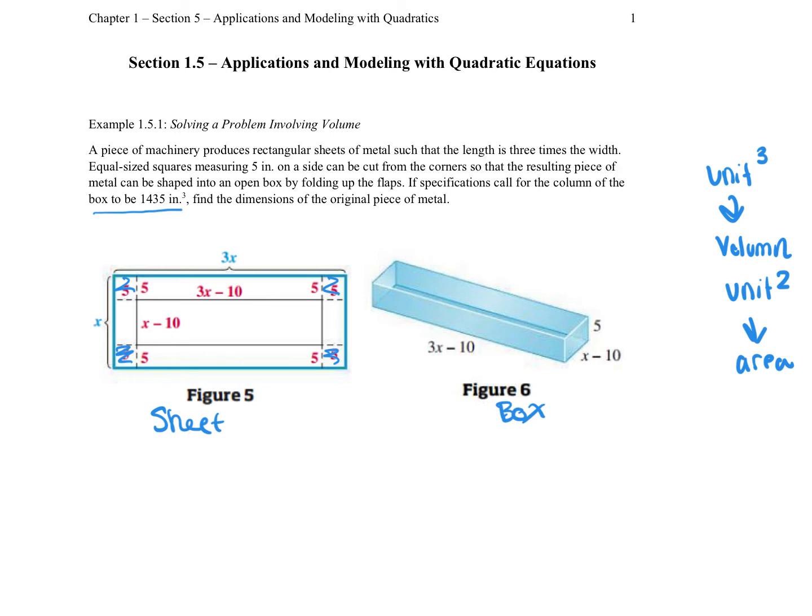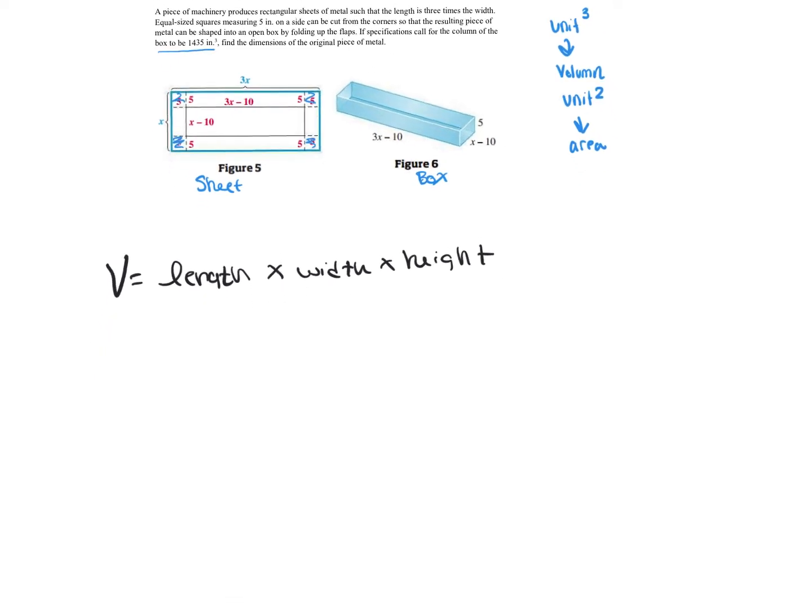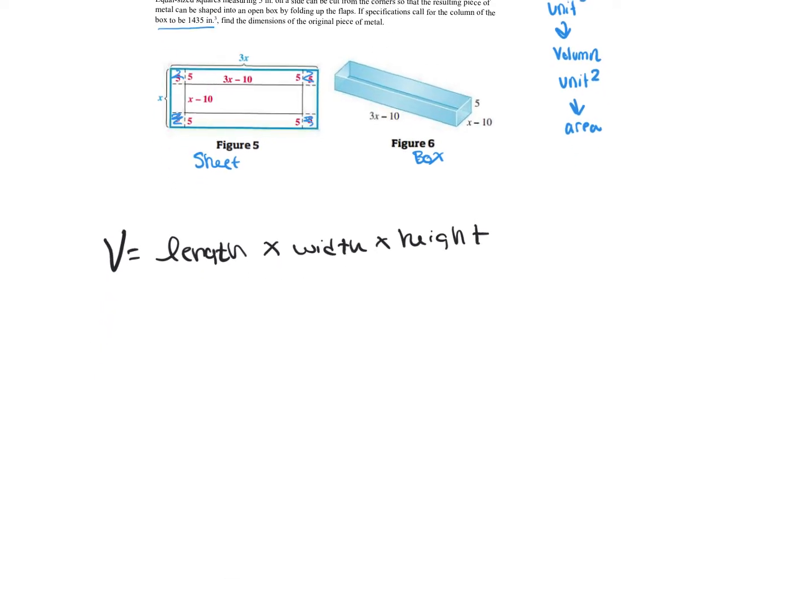So volume equals length times width times height. So let's plug that in and let's make some math happen. So my volume is going to equal my length, the 3x minus 10 right here, times my width, the x minus 10, times my height, which is the 5 over here.